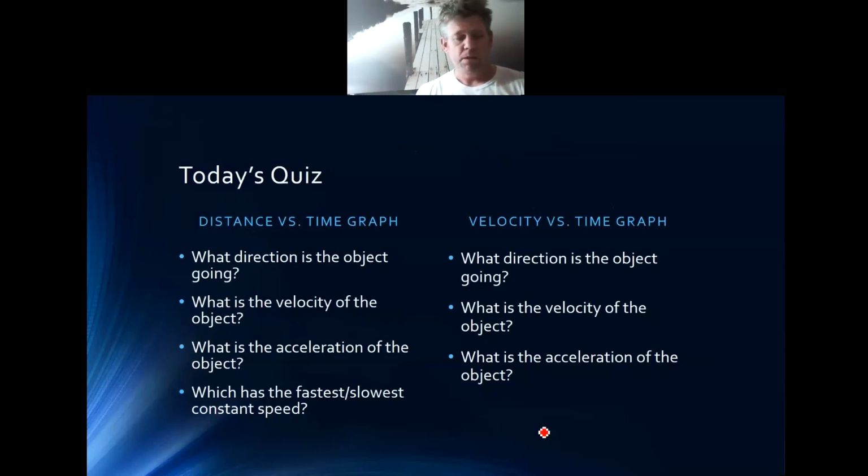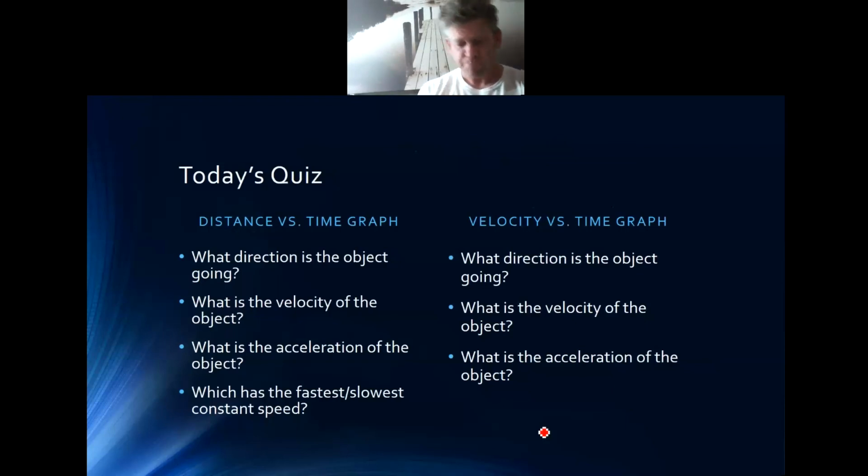Okay. What is the acceleration of the object? Remember, positive means speeding up, negative means slowing down, zero means it's running at a constant rate for our velocity. Which has the fastest, slowest constant speed? Fastest, remember, is going to be that steepest slope. Slowest is going to be the flattest slope for us. Okay. What direction is an object going in velocity versus time? Top half of the graph, that's going to be forward, positive. Bottom half below the t-axis, negative or backwards.